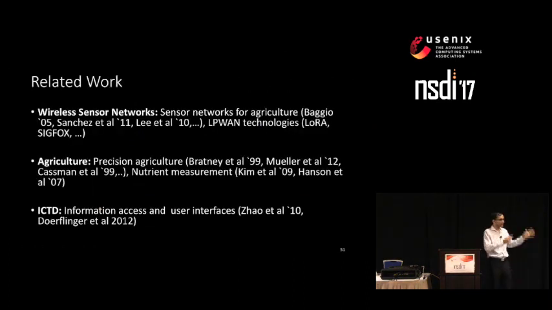Of course, all of our work is based on a large body of related work. There's been a lot of work in wireless sensor networks for agriculture and low-power, wide-area network technologies. But all of that work focuses on connecting sensors to each other. On the other hand, we build systems to take into account weak cloud connectivity, power availability, and we also work with a sparse deployment of sensors.